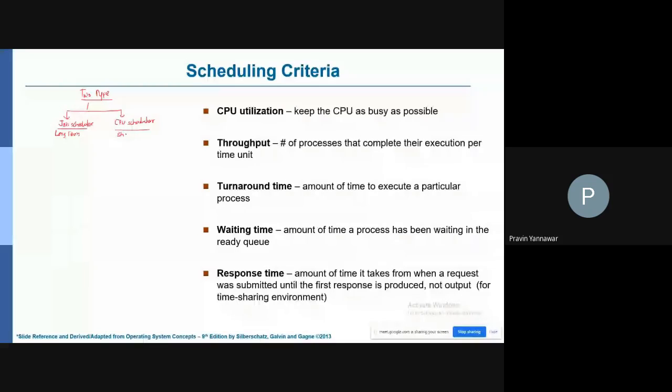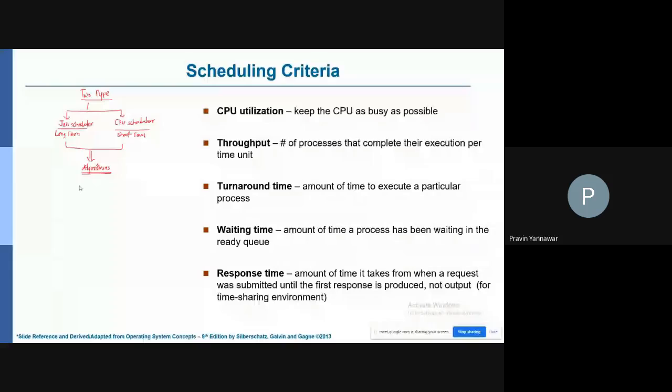In case of these two schedulers, what is important is the algorithms that you are going to use for this scheduling purpose, for the long-term scheduler as well as the short-term scheduler. Certainly, if you are using an algorithm, there are certain scheduling criteria. So what are those criteria?